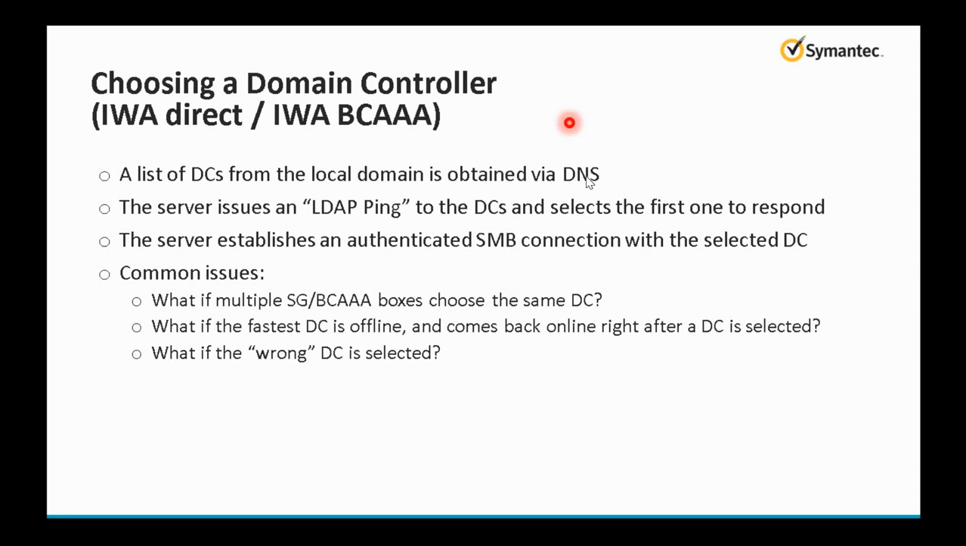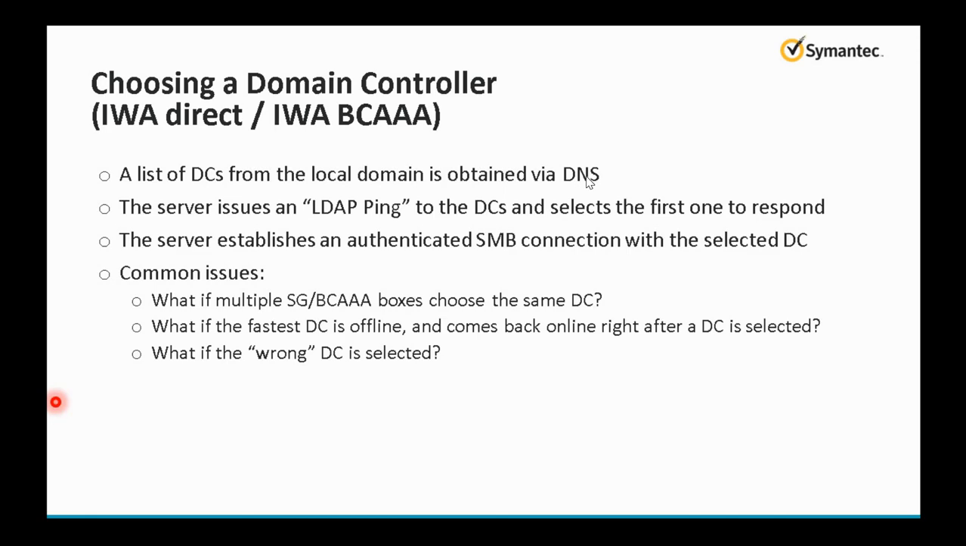So ping on port 389 for the domain controller. The first domain controller that will respond to the ping, the fastest, the proxy will then establish an SMB connection to that domain controller and use that domain controller to verify or validate user credentials. All right? That is basically what the proxy will do.